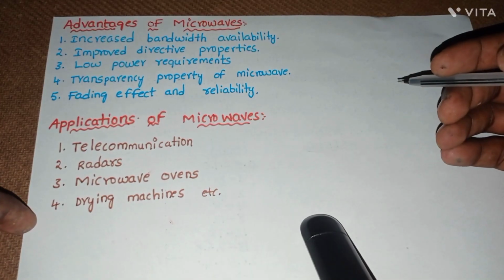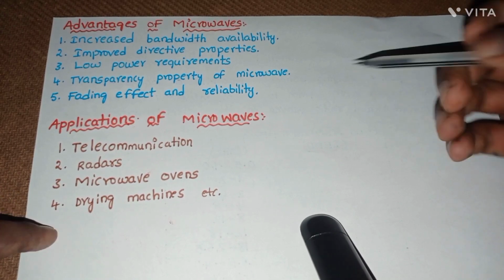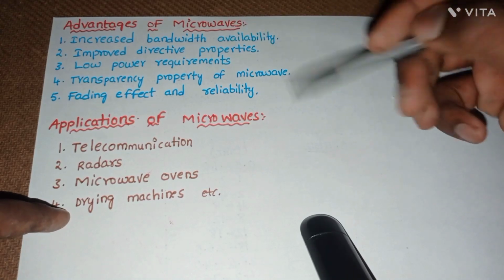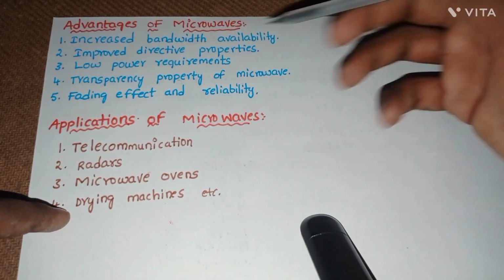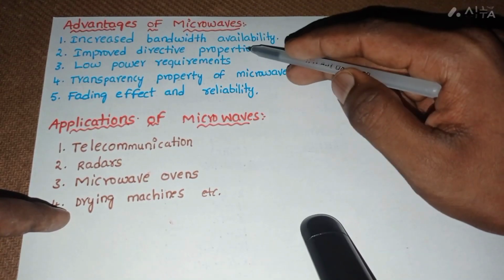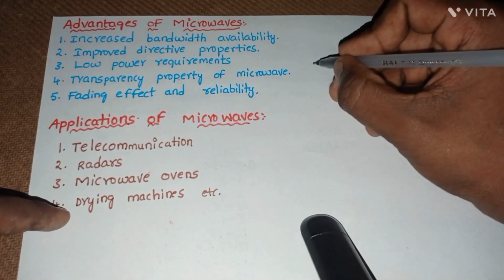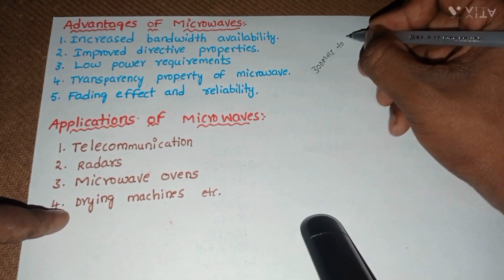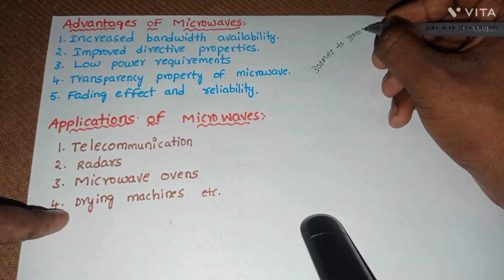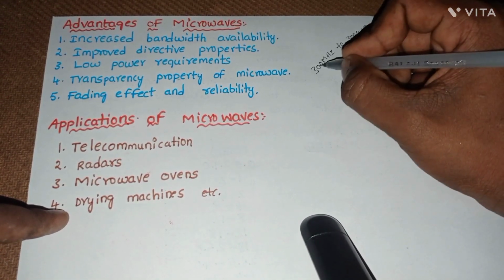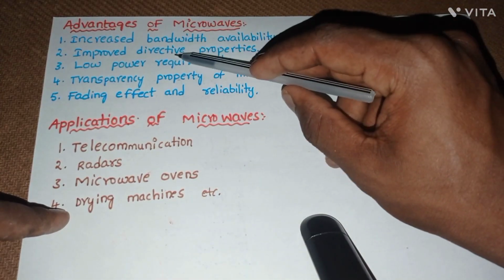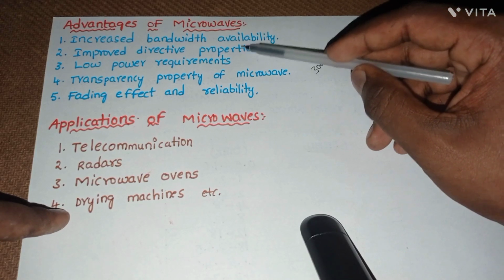Now let's see the advantages and applications of microwave. First, the different advantages of microwaves when compared to other frequencies. Increased bandwidth availability: we know microwaves range from 300 megahertz to 300 gigahertz. Here the bandwidth is very high and the frequency is also very high, so we can say we have increased bandwidth availability.